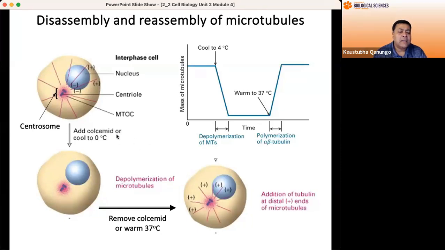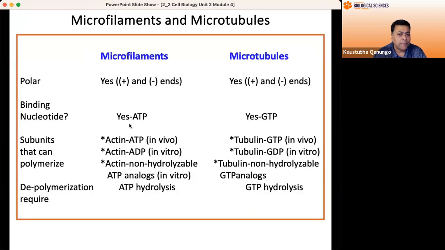Or you can add a chemical which is known as colcemid. And sometimes if you just see the word colchicine, they are similar. One is from a natural product, one is artificial. This colcemid also disrupts the microtubules as well.